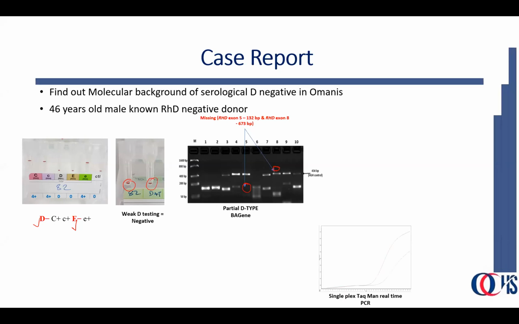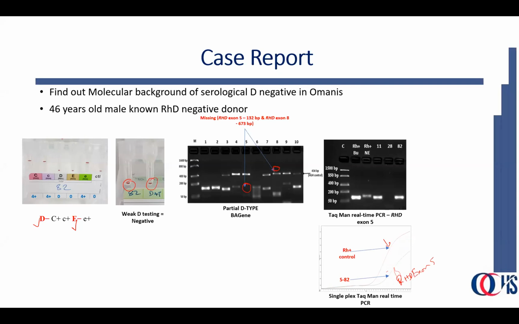So we also ran a singleplex TaqMan real-time PCR, and as you can see here, we ran a positive control, and this is the sample, where it showed a clear amplification of exon 5. Sorry, I'm just talking about RHD exon 5 here. All right. Then we ran a gel to confirm that this is the expected band we are getting. We were expecting an 82 base pair band, and this is what we have seen. As you can see, this is the positive control, we have seen the 82 base pair band, and for the sample we have seen also the same band. So there is amplification of exon 5 with the singleplex PCR and no amplification of exon 5 in the partial D typing kit from Germany.